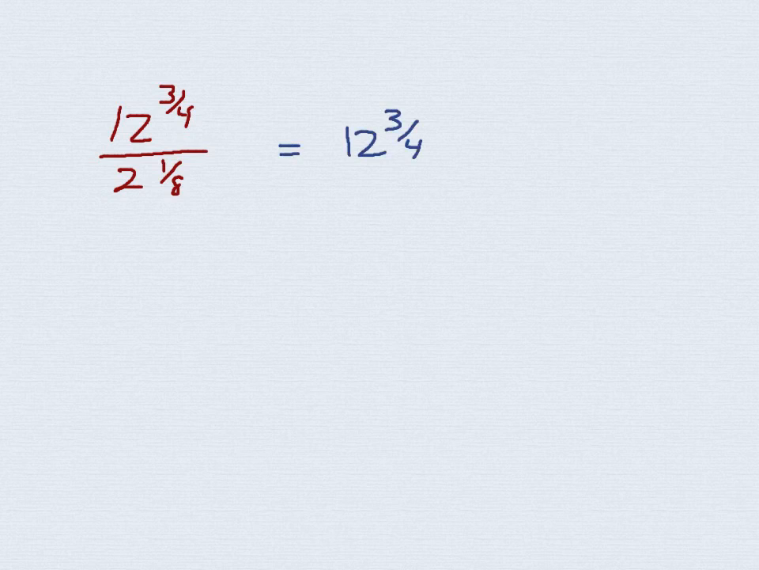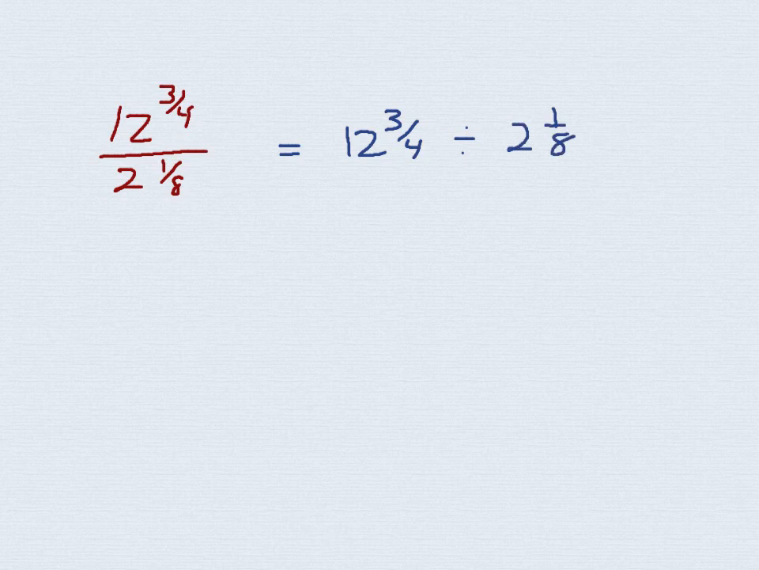Another kind of weird question may be written like this: 12 3/4, divided by 2 1/8. Now notice the divide sign is not written, but it is assumed to be there by the fact that it is in a fraction form. So I'm going to rewrite this. That's 12 3/4 divided by 2 1/8.